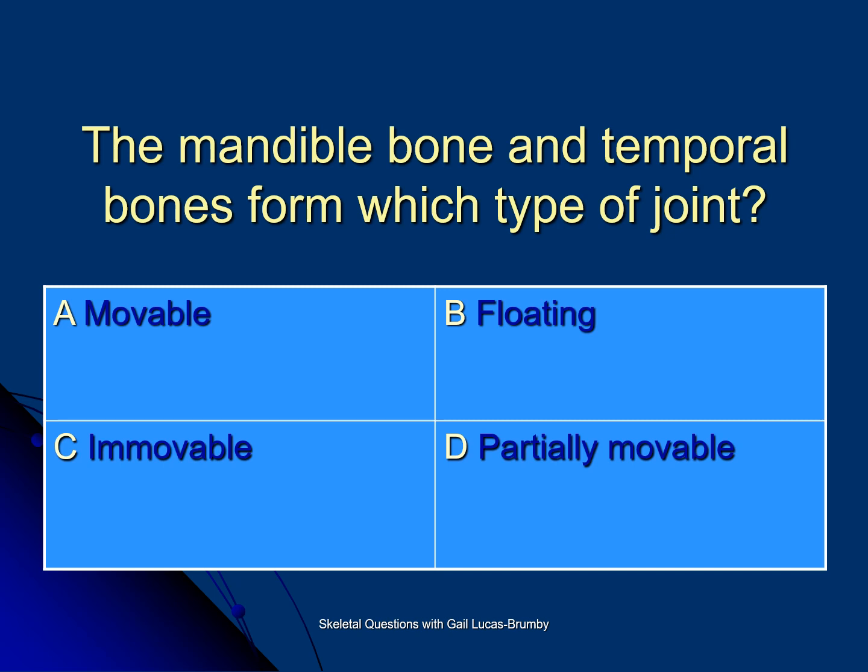The mandible bone and the temporal bones form which type of joint? A, movable, B, floating, C, immovable, or D, partially movable. And the answer is A, movable.